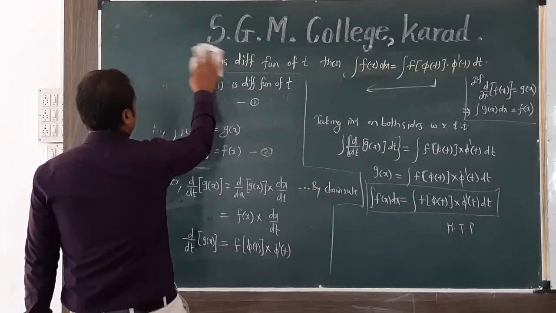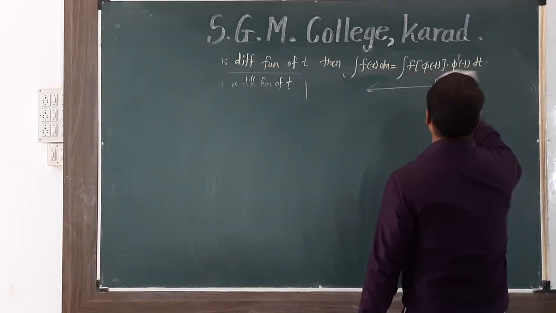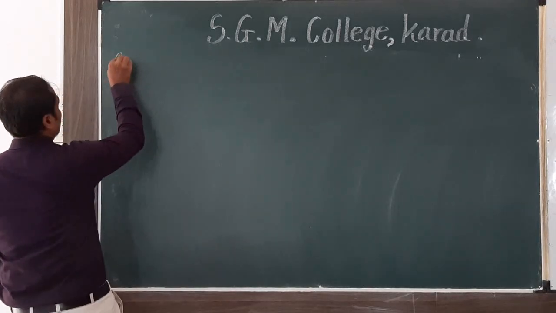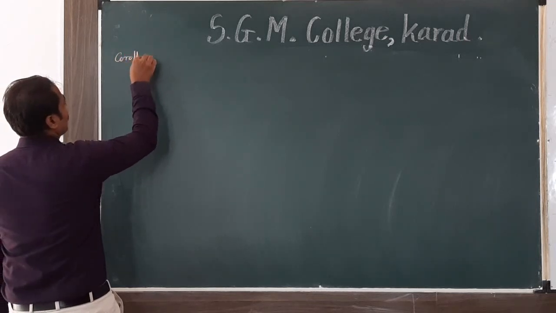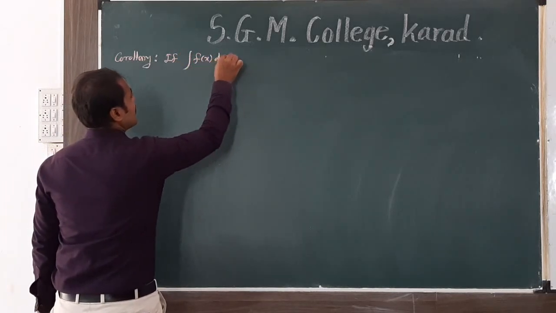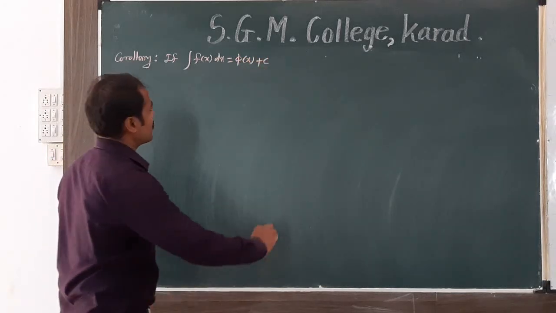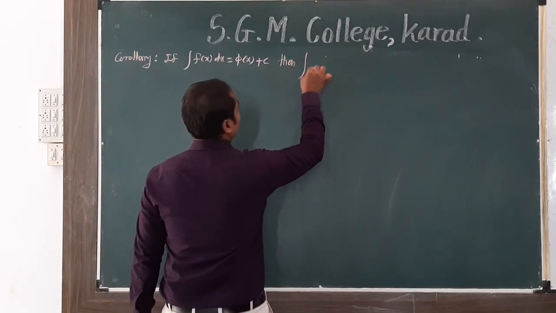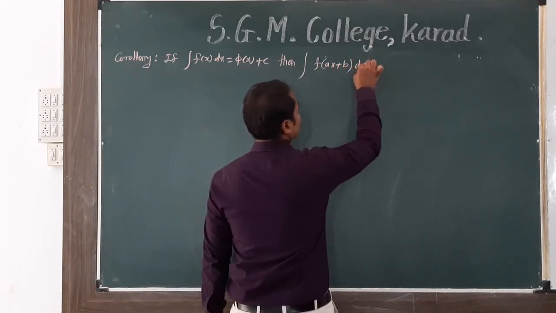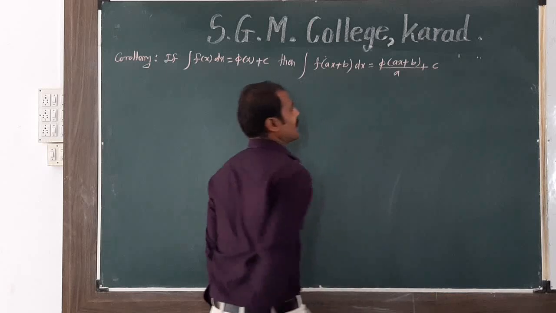Next, corollary on this theorem. First corollary is: if integration of f of x dx is equal to phi of x plus c, then integration of f of linear equation, that is linear equation represented by ax plus b, dx is equal to phi of ax plus b divided by a plus constant of integration c.